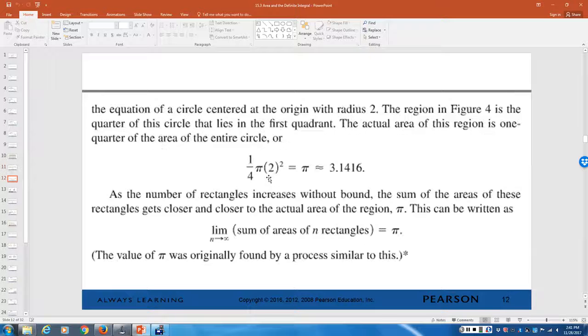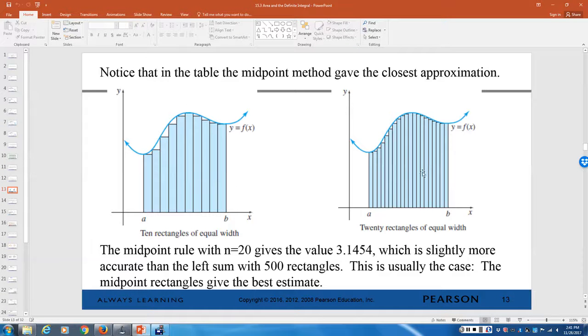I'm going to skip back to that for a second and look at this. Which one of these 2 drawings is going to give the best approximation to the area under the curve between A and B? The one on the left or the one on the right? The one on the right. Why? More rectangles means there is less error.